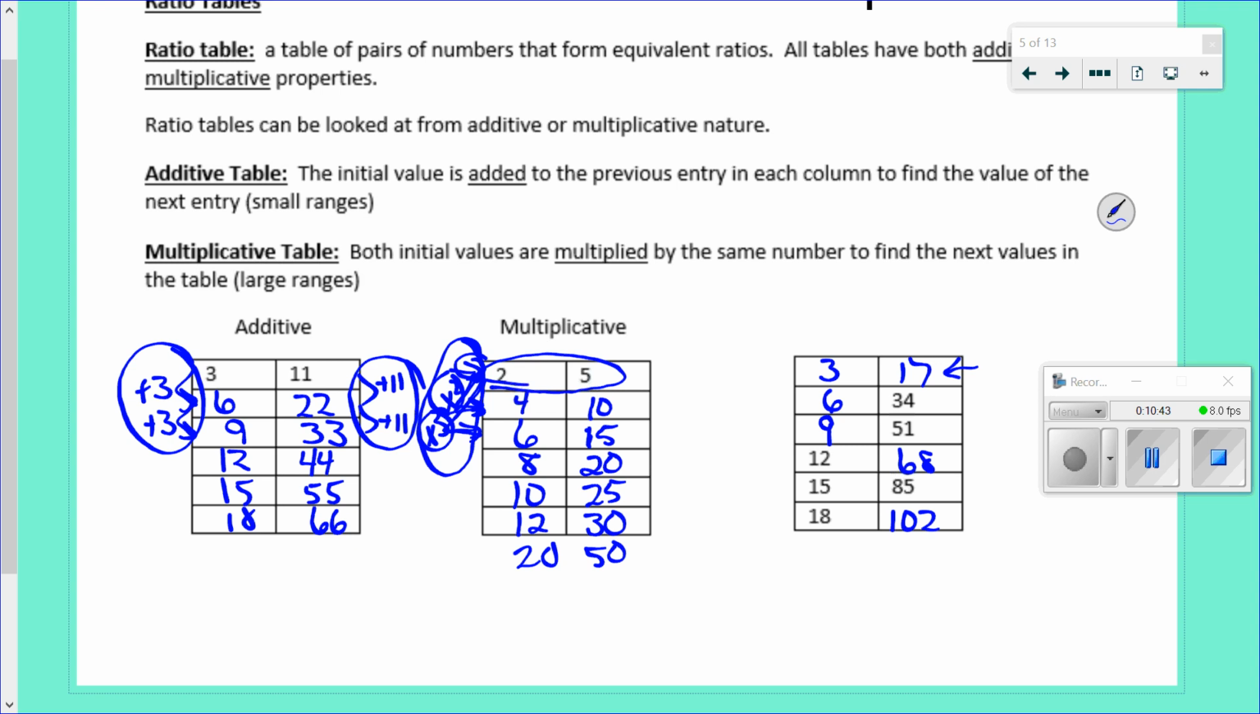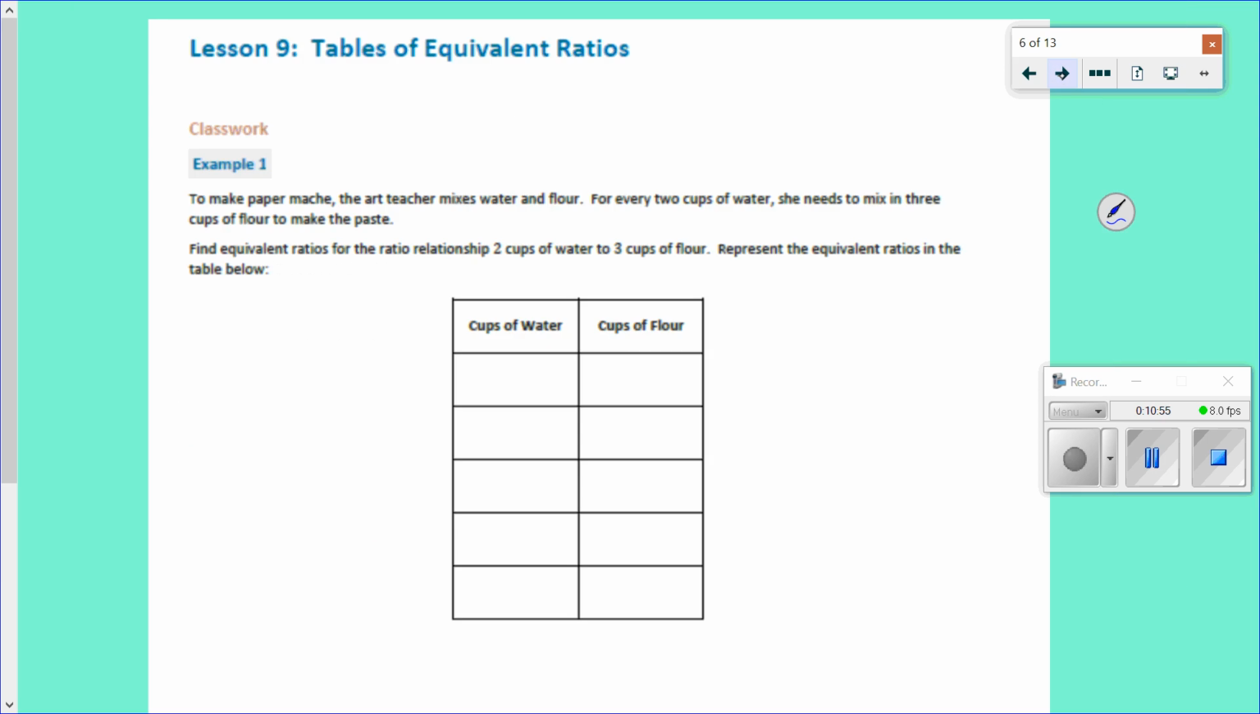Yep. Yeah, most of them, because you can look at them either way, unless they specifically tell you how you have to look at it, you can do either one and it's fine. Okay, let's look at some examples to try to help you guys understand how this works, okay?